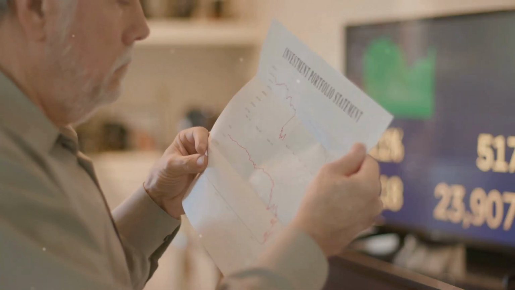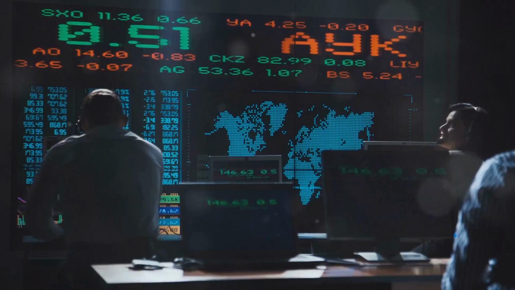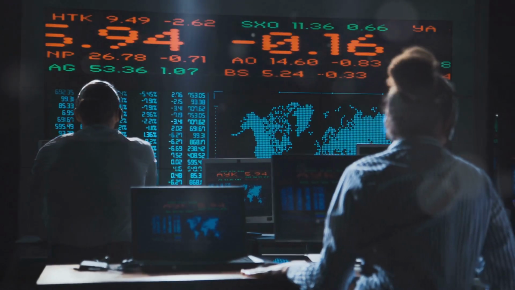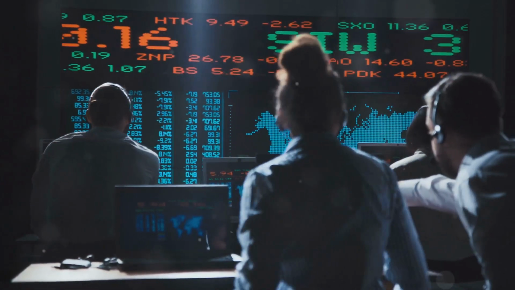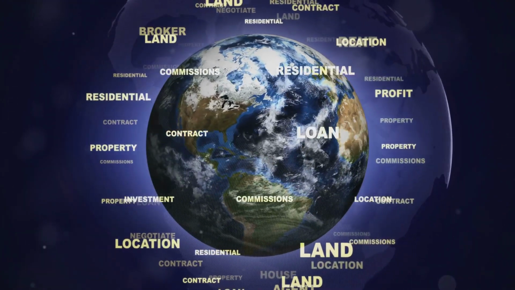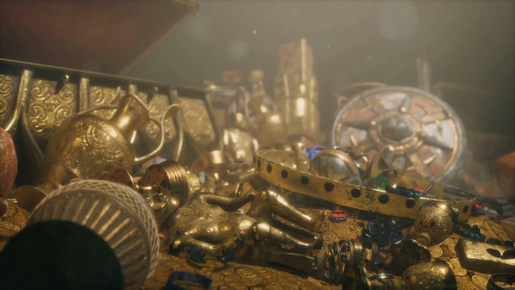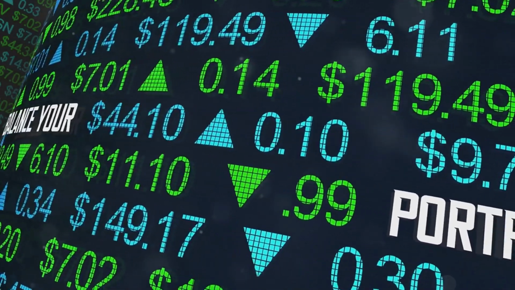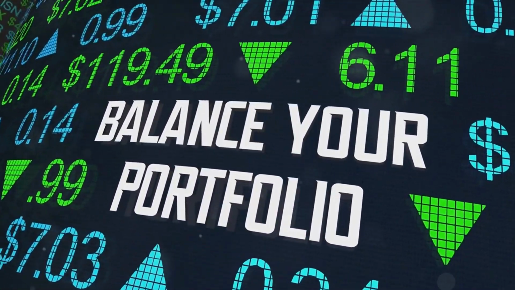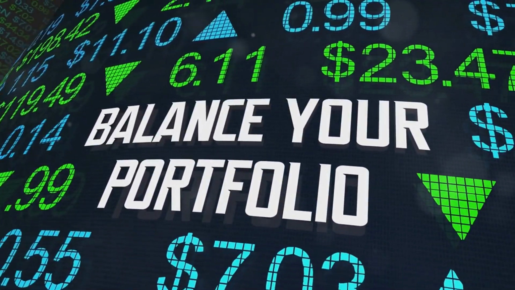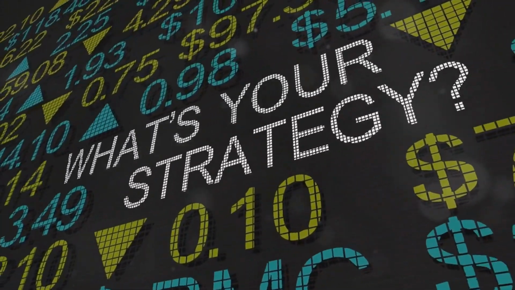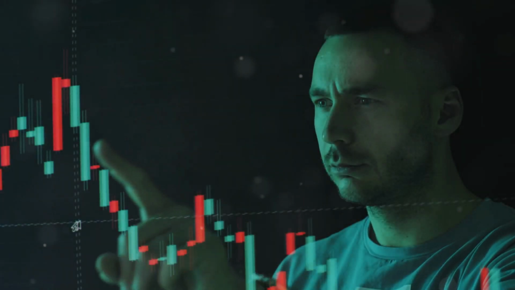To start, evaluate your current portfolio. If you're primarily invested in stocks and bonds, consider diversifying into alternative asset classes. Begin by researching options like real estate, private equity, or even collectibles that interest you. Allocating 10 to 20% of your portfolio to alternatives can add balance and reduce volatility during market corrections. Remember, the goal is to reduce risk by spreading your investments across different sectors.